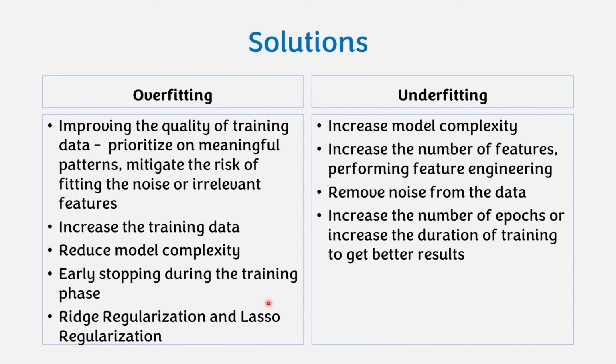For underfitting, you can increase the model complexity, and you can also increase the number of features or perform feature engineering based on how you've understood your variables, so that each variable is given the exact weight that is required. Also try to remove the noise in the data, and decrease the number of epochs or increase the duration of training so that you can get better results.